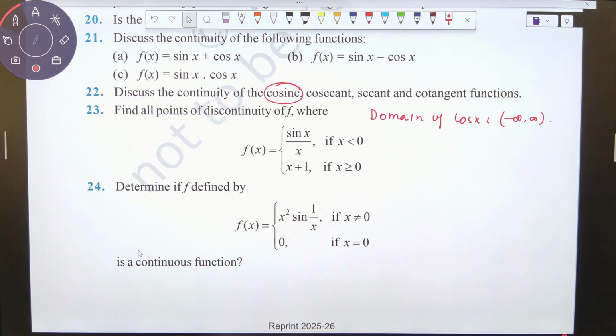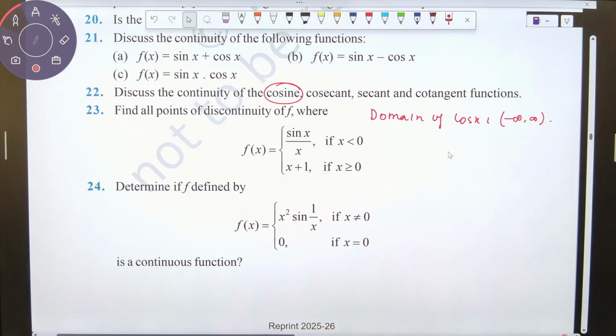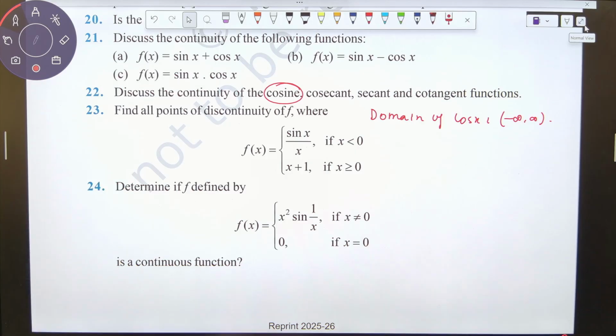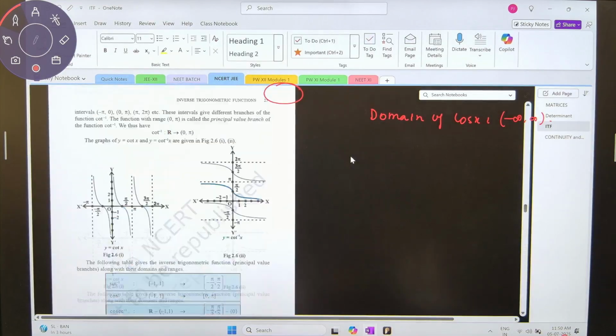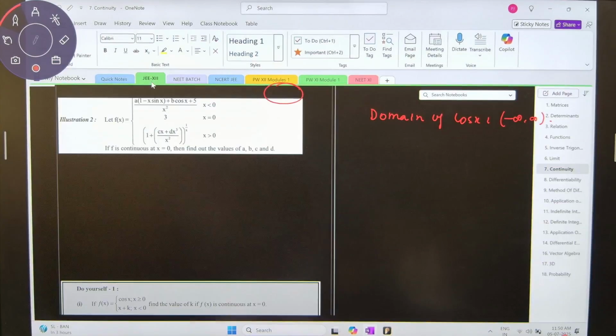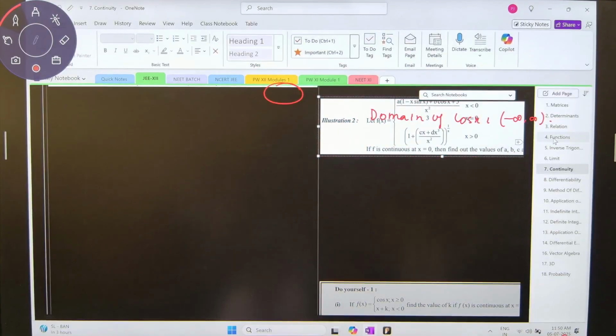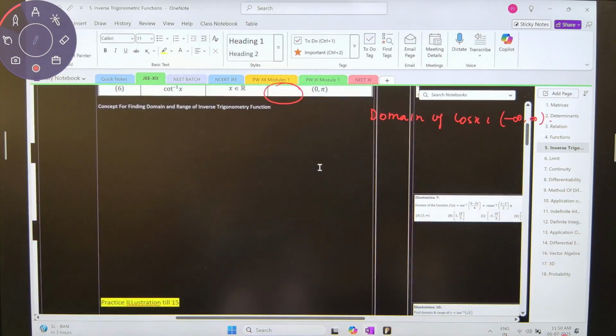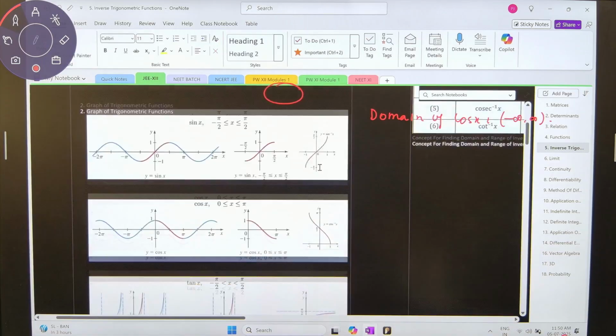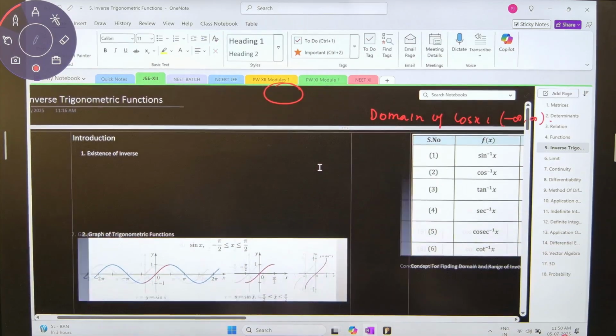In inverse trigonometry, I have told you the domain of cos x and everything. If you remember, you want me to go there? ITF, JEE 12th, ITF, here. Okay, no problem.